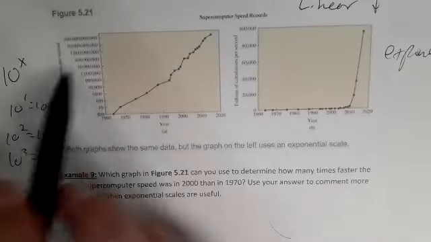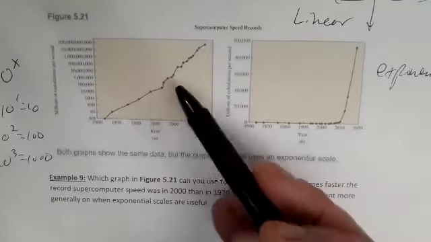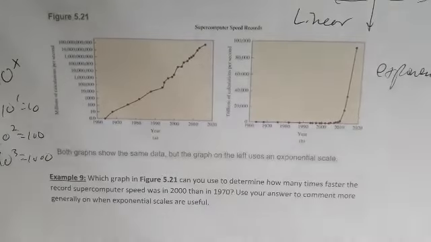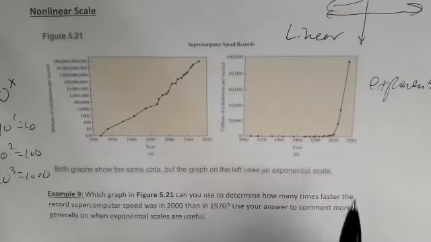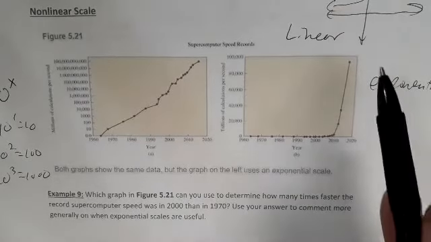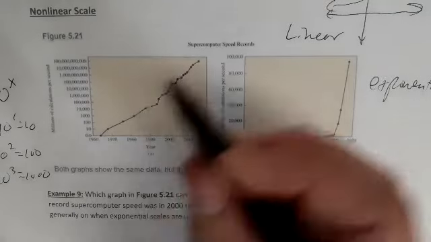Okay, so when we account for the exponential, it ends up giving us something that looks more like a straight line. Which graph in figure 2.1 can you use to determine how many times faster the record supercomputer was in 2000 than in 1970? Use your answer to comment more generally on when exponential scales are useful. Exponential scales are useful on things that look like they might be exponential. We can put it into an exponential scale and see if this thing looks a little prettier.